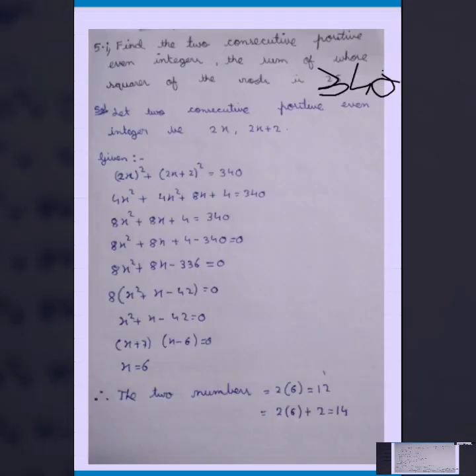See the question. Find the two consecutive positive even integers, the sum of whose squares is 340. So they asked two consecutive positive even integers. So let us consider the two positive even integers as 2x, 2x plus 2. If they ask 3, then we will write 2x, 2x plus 2, 2x plus 4.